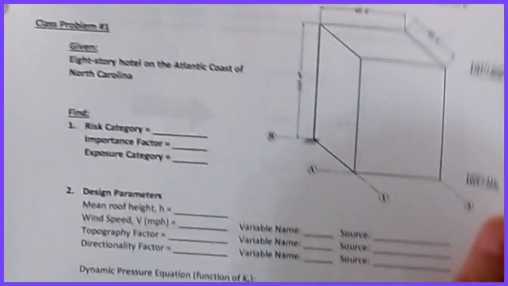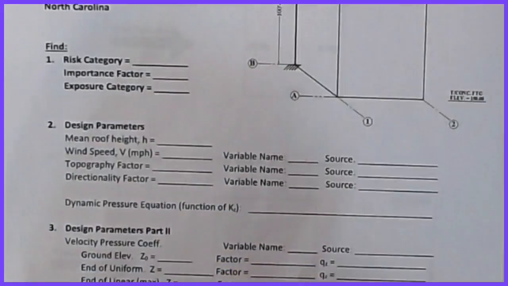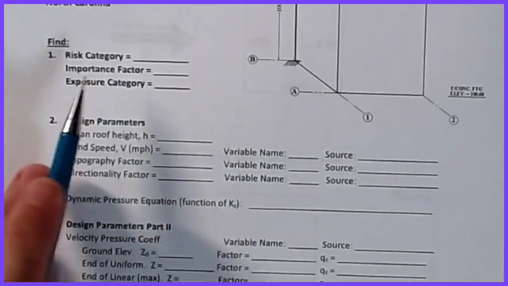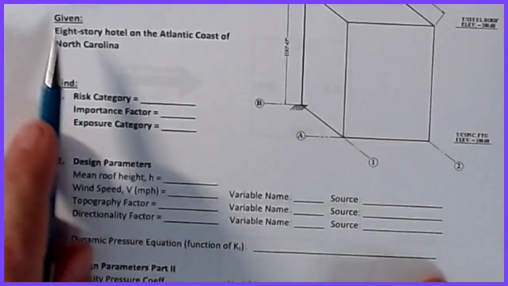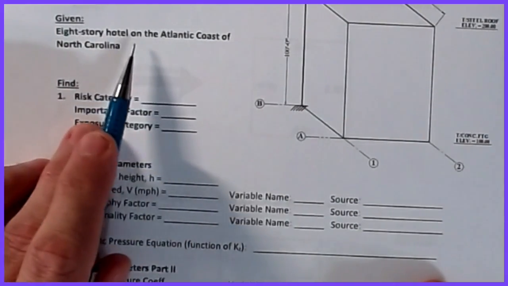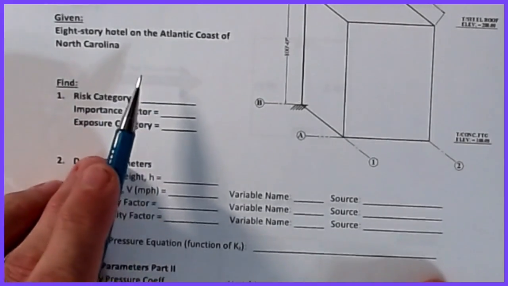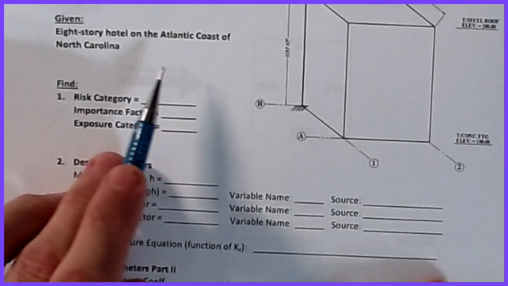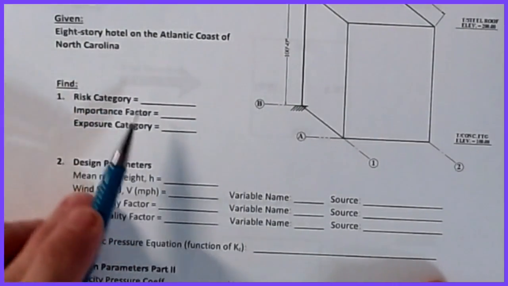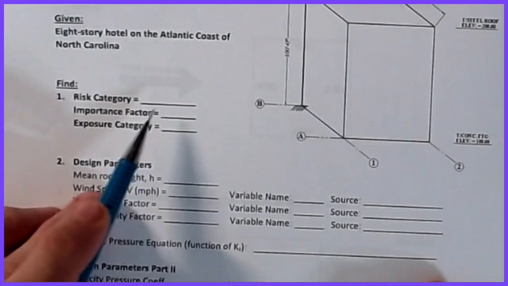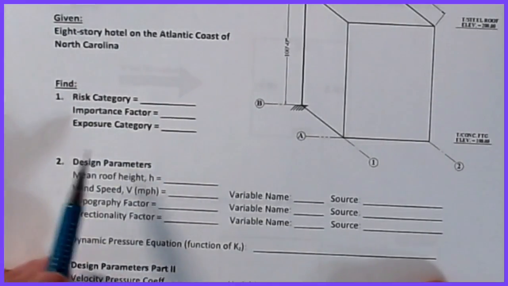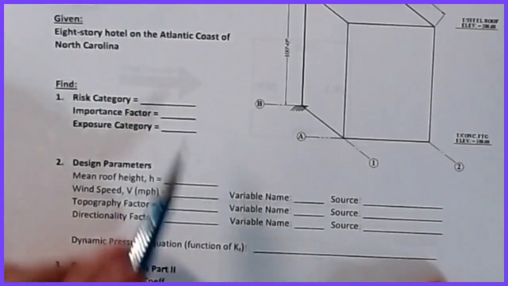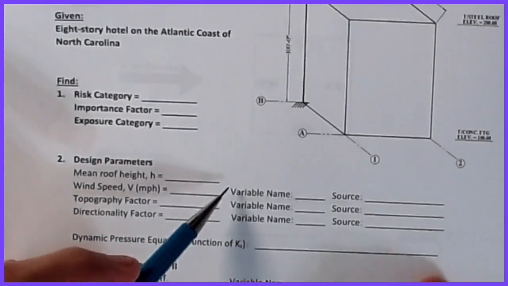Okay, so the process that you go through when solving one of these problems is that you're going to figure out what the risk category is, your importance factor, and your exposure category from the problem statement. So in this case, I gave that this building is an 8-story hotel on the Atlantic coast of North Carolina. Maybe you're down in the Wilmington area, or whatever the case may be. And so from this information, you can make some assumptions about these environmental factors. Again, if you need some review on this, go back and watch that environmental video. We'll walk you through how to determine risk category and importance and exposure as it pertains to wind. Okay, so that's the first step.